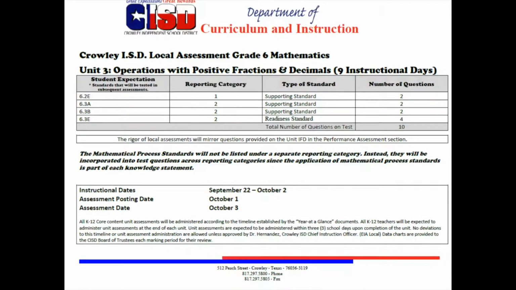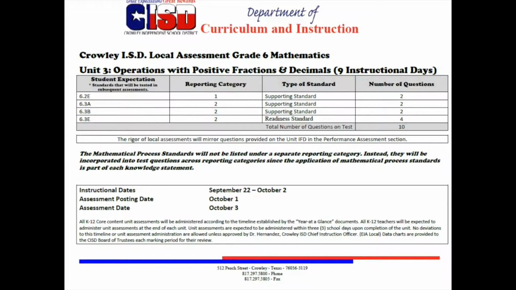The final unit in the first 6 weeks is Unit 3. Please pause for a moment to review the Unit 3 Local Assessment Blueprint. 9 instructional days will be utilized for Unit 3. September 22nd through October 2nd are instructional days for Unit 3. The Unit 3 Local Assessment will be available to print on October 1st, and the unit should be assessed on October 3rd. Please keep in mind that per the Local Assessment Guidelines, teachers are to administer unit assessments within 3 school days upon completion of the unit.